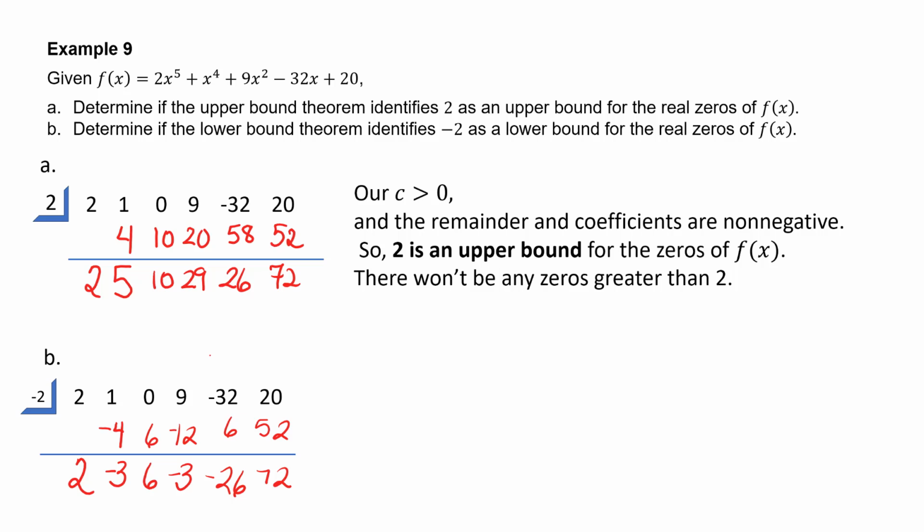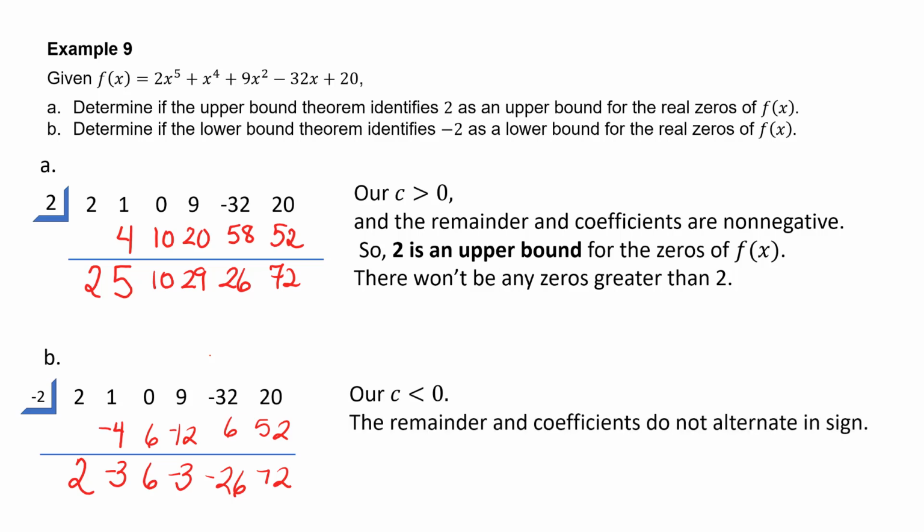So if you look, you can see that the signs on the coefficients do not alternate. They go positive, negative, positive, negative, negative, positive. So our c is less than 0. The remainder and coefficients do not alternate in sign. And so -2 is not a lower bound for the zeros of f of x.